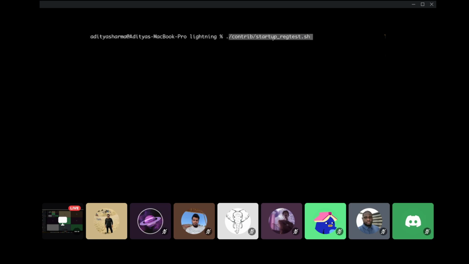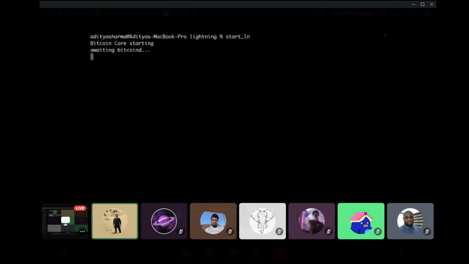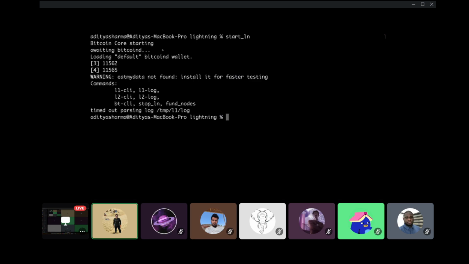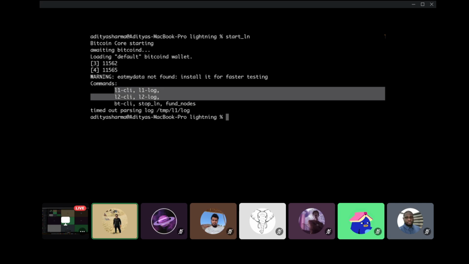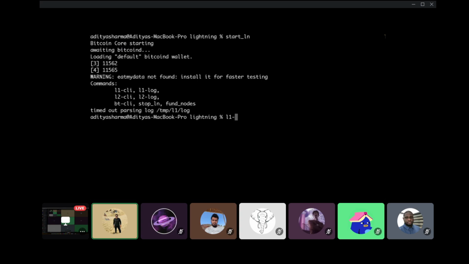After that, there's this command called start_ln. When you run start_ln, it automatically starts your Bitcoin Core on the regtest network, and then it hosts two Lightning nodes on your computer. The first one is called l1-cli, and the second one is called l2-cli. To run commands on the first one, you do l1-cli getinfo or any RPC command that you want.